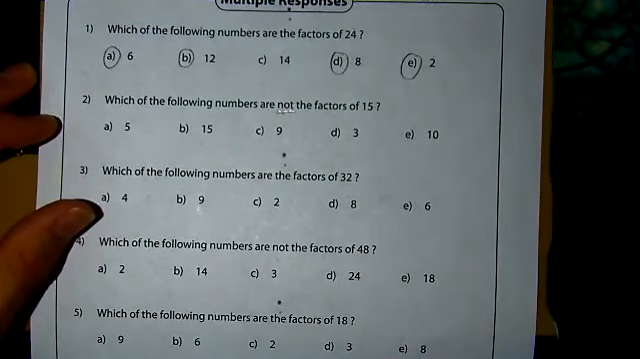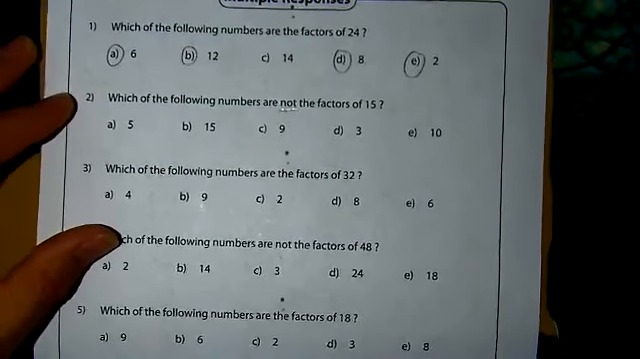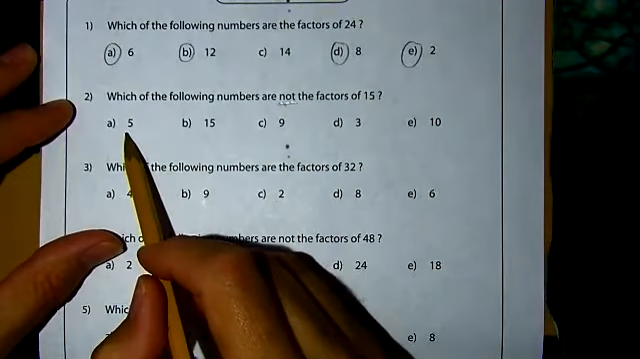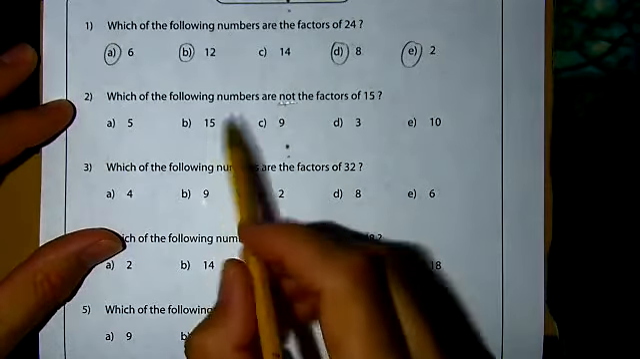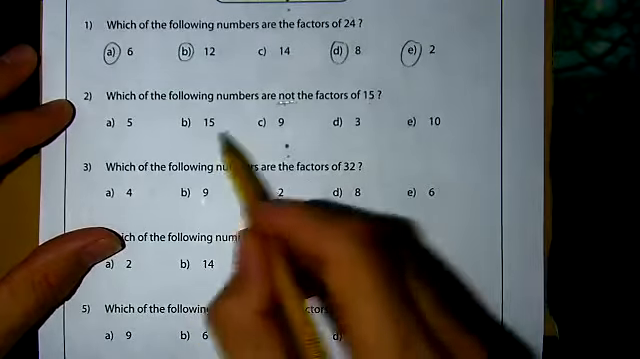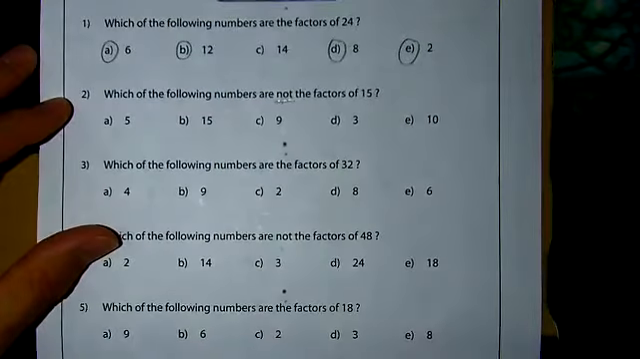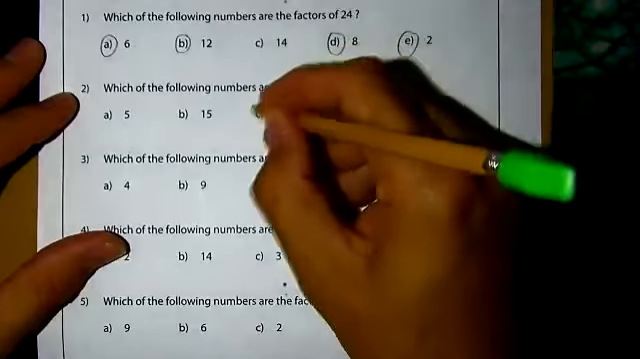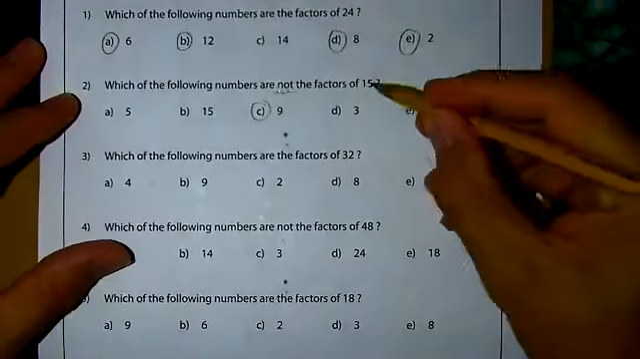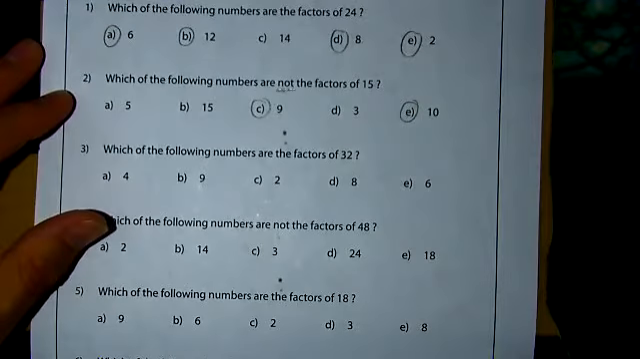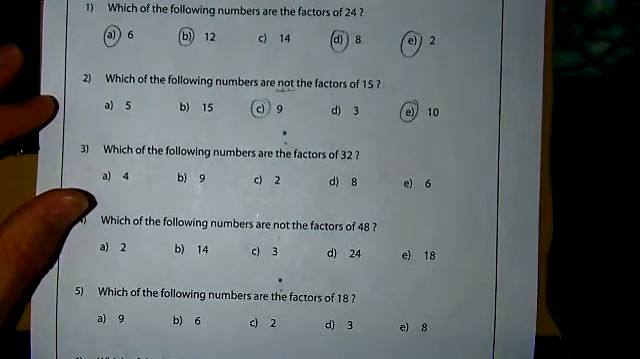Which of the following are not factors of 15? Well, 5 will go into 15. So that's not an answer, because that is a factor. They want the ones that are not. Remember I said a number will always go into itself. So 15 is a factor of 15. 9 won't go into 15 evenly. 3 times 5 is 15. 10 won't go into 15 evenly. So there are your numbers that are not factors of 15.